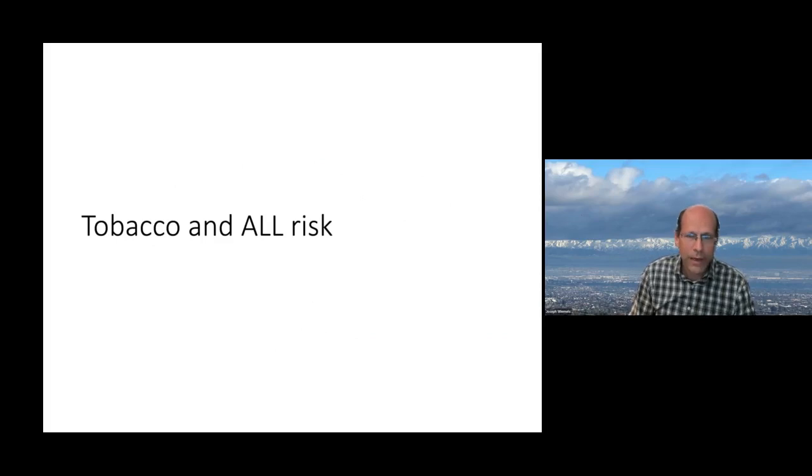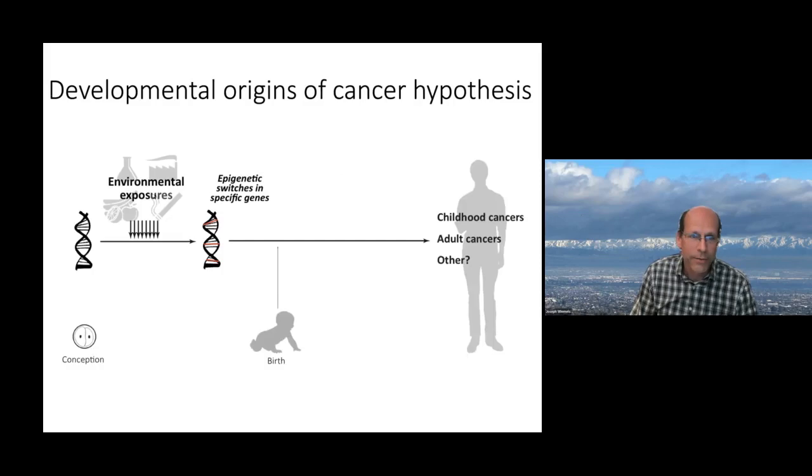Now switching to tobacco and acute lymphocytic leukemia risk. Tobacco has long been of interest, especially pregnancy-related tobacco exposure, maternal smoking during pregnancy, although it's never been tightly linked to childhood leukemia. But we've asked the question whether tobacco may fit this developmental origin of disease hypothesis, where tobacco may cause epigenetic switches in specific genes.